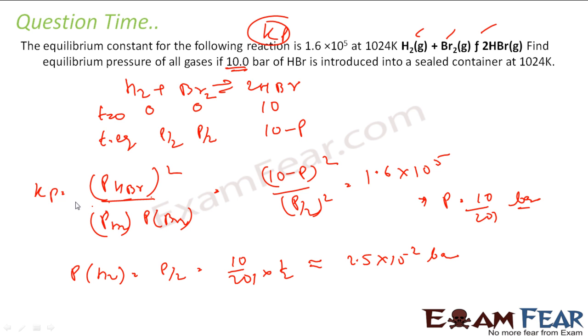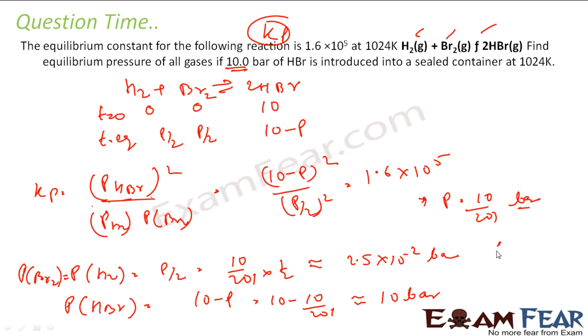Similarly, pressure of Br2 will also be the same as H2, P by 2. Pressure of HBr is 10 minus P, that is 10 minus 10 by 201, almost equal to 10 bar. So this is my answer. Easy one, you just have to use the same way. Initial pressure of HBr was 10. At equilibrium it is 10 minus P, and H2 and Br2 are P by 2 each. Write the equation for Kp, solve for the value of P, and we get all the answers.